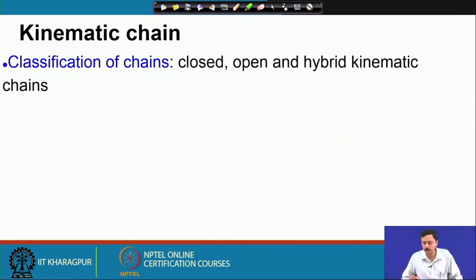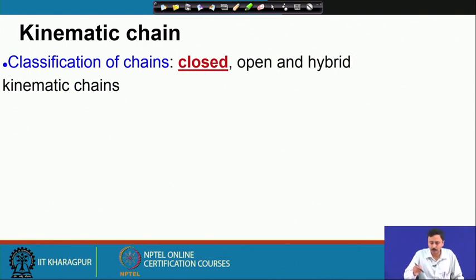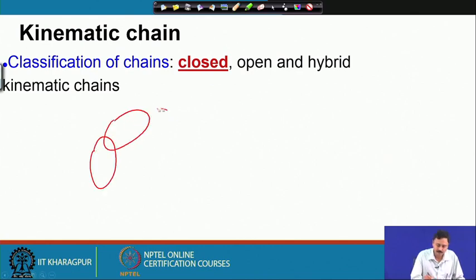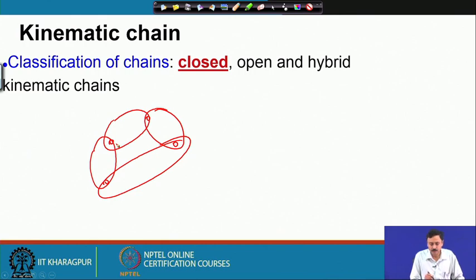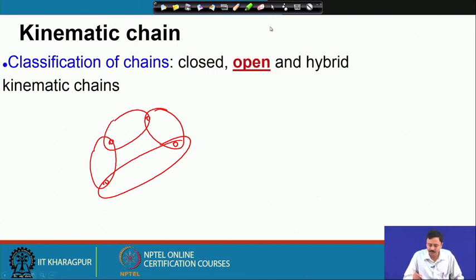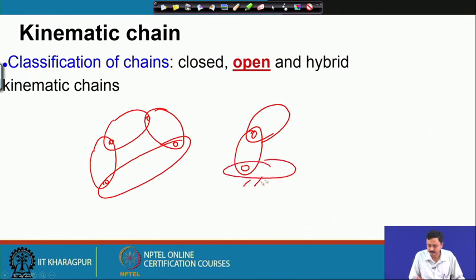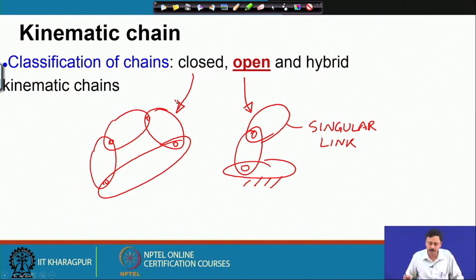Now, we classify chains as closed, open and hybrid kinematic chains. Closed chains are those which are something like this. As you can see, there is no singular link in a closed chain. Whereas, in an open chain, you will have a singular link. So, this is an open chain, we have a singular link. A closed chain has either binary, ternary, but no singular link, and hybrid chain is a mixture of closed and open chains.